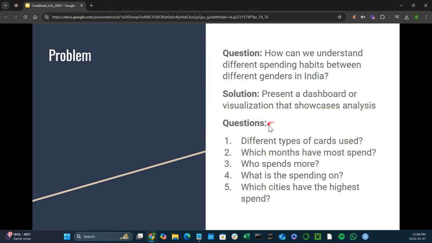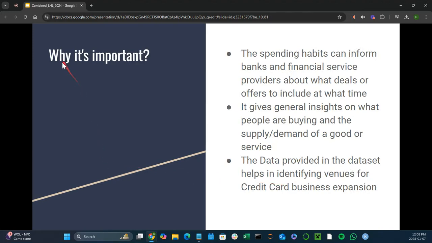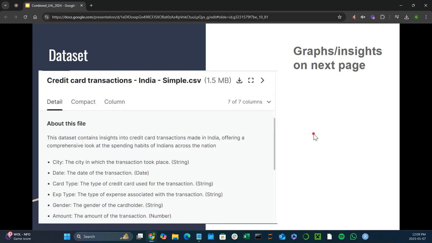The different questions I was trying to answer were: different types of cards used, which months have the most spend, who spends more between the genders, what is the spending on, which cities have the highest spend. Why is it important? Spending habits can inform banks and financial service providers about what deals or offers to include at what time. It gives general insights on what people are buying and the supply and demand of a good or service. The data provided in the dataset helps in identifying venues for a credit card business expansion.